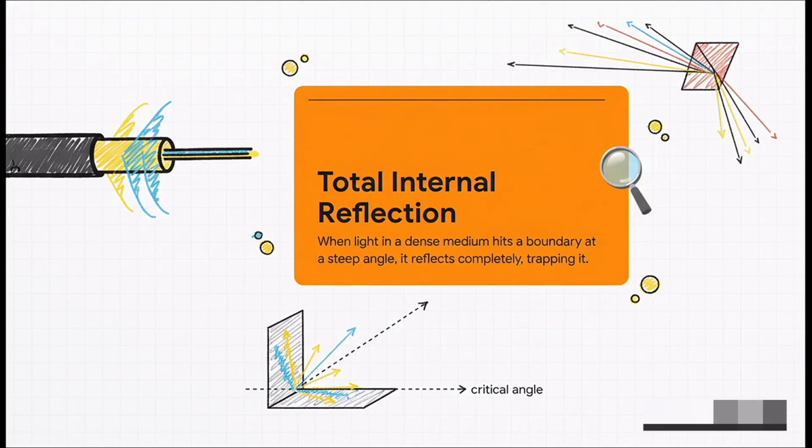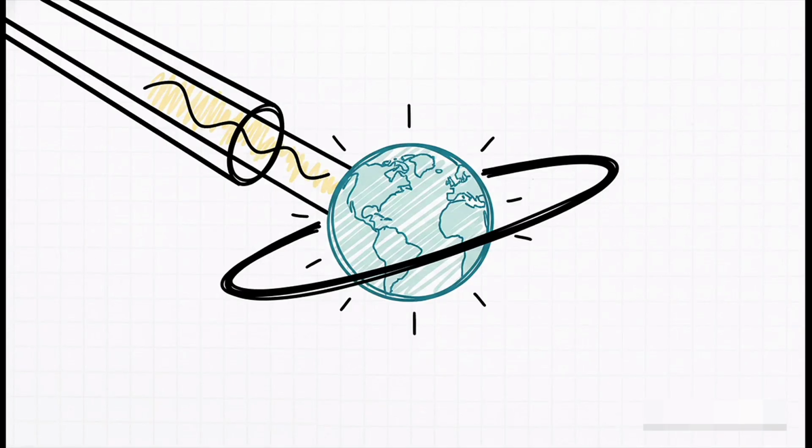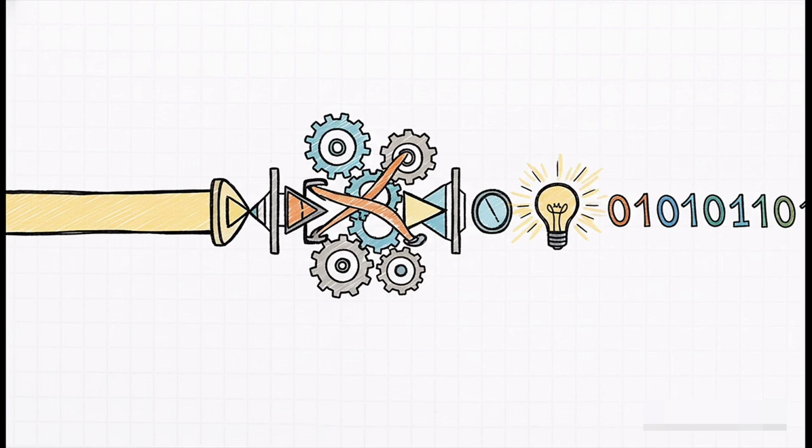Now, here's where it gets really cool. At just the right angle, the light gets trapped inside. This is the key. And this one simple principle is literally what makes modern fiber optics possible. It's all just trapped light. So we can trap light.